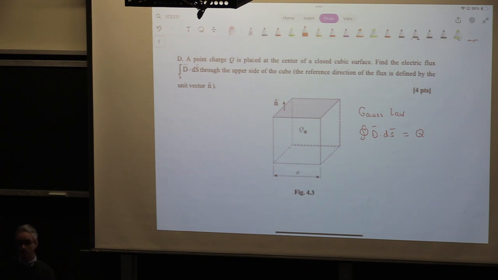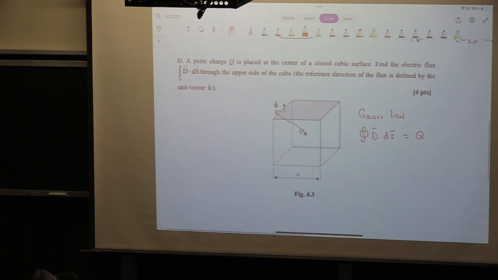So the cube has six faces, and the field that is generated by the point charge in the middle is actually symmetric. So you see by symmetry that each face of the cube will intercept the same amount of flux. And therefore, one of them will intercept 1/6 of the flux. And therefore, through only the top, we have Q over 6. So the flux through the entire cube is Q. So through one face, since the field of the point charge is symmetric, will be 1/6. Okay, so that is one question to remind you of Gauss's law. Okay, any questions up to this point?